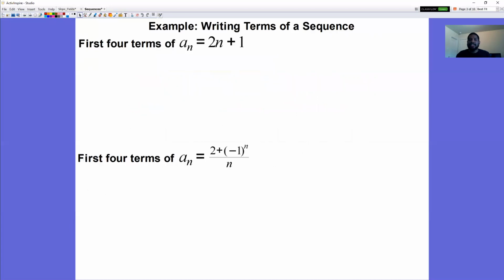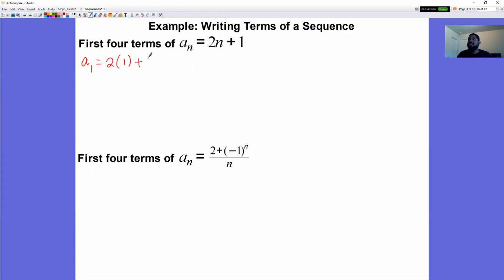And so we're going to start with some examples. We're going to talk about how to write terms of a sequence. And so the sequence given here is a_n equals 2n plus 1, and they want us to find the first 4 terms of the sequence. So all you're doing is starting with n equals 1. So you're going to plug in 1 for n and compute what the first term is.